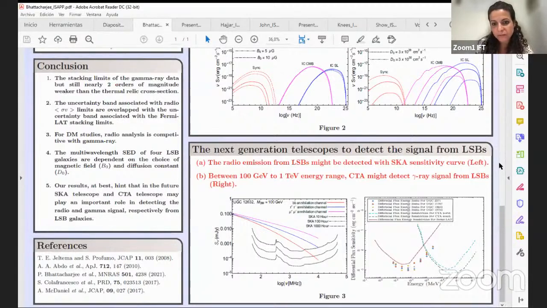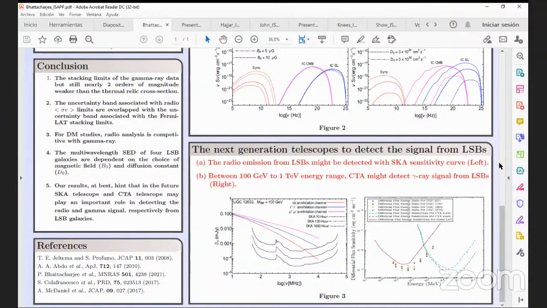Actually, I have a question for you, and I don't know if I lost it at some moment: do you have just one target among your LSB, or do you have more targets? No, we have chosen 4 LSB galaxies, and here we have shown the result for one LSB galaxy. But if you check the combined limits, they are obtained from the limits for the 4 LSB galaxies.